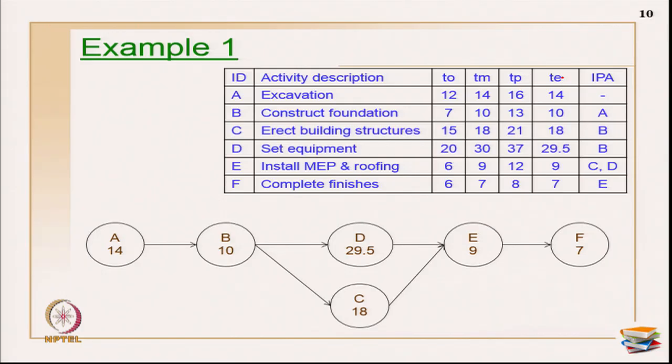I have calculated TE with the formula (TO plus 4 TM plus TP) by 6. For excavation, it is (12 plus 4 into 14 plus 16) by 6, so I got 14. Then (7 plus 4 into 10 plus 13) by 6, this is 10. Then (15 plus 4 into 18 plus 21) by 6, this is 18. The IPAs for all these activities are also given.